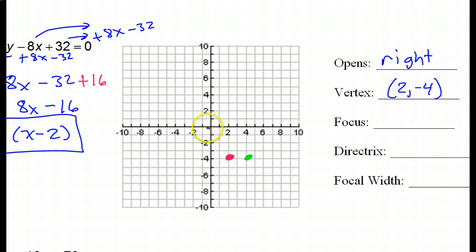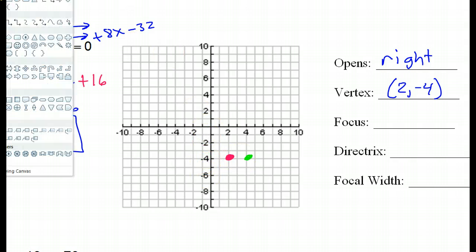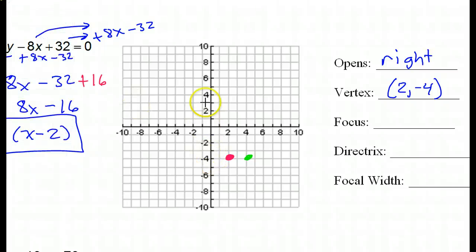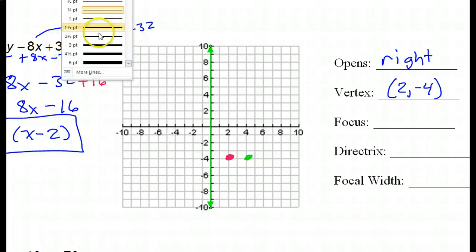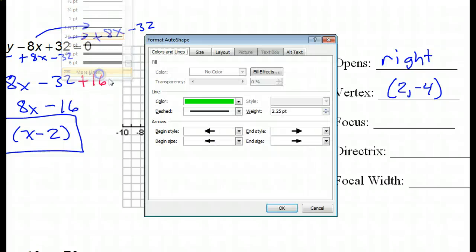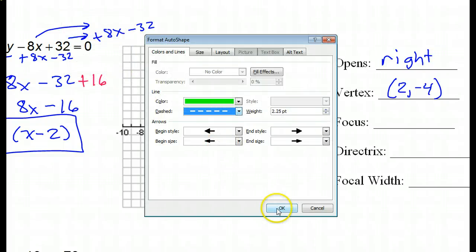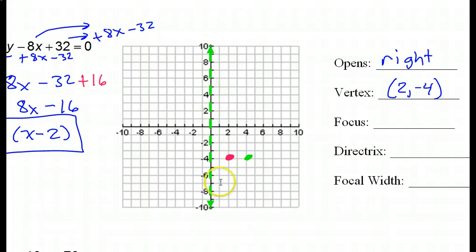Now if we go to the left 2, there's the directrix. Now the left 2 puts us right on the y-axis, which is just fine with me. Let me jazz it up. Okay, so there is our directrix. Let's record this stuff. So the focus is 4, -4.